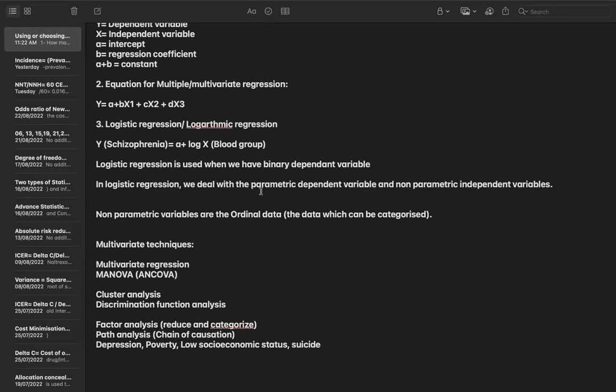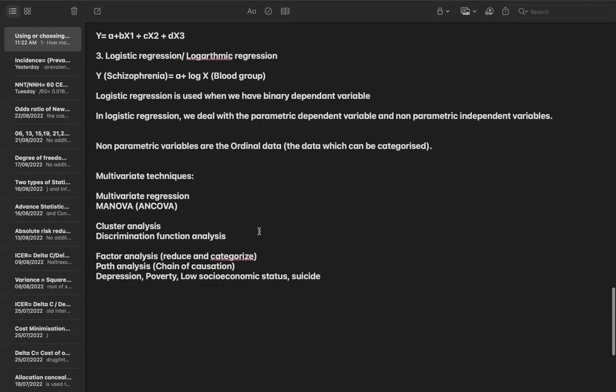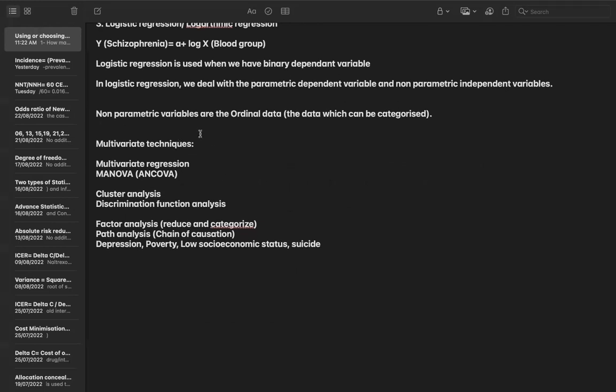In logistic regression, we deal with a parametric dependent variable and non-parametric independent variables. This is just to remember. It means the dependent variable should have a parametric distribution, and the independent variable should have a non-parametric distribution, like mean, median, ordinal data. Non-parametric variables are the ordinal data, the data which can be categorized.